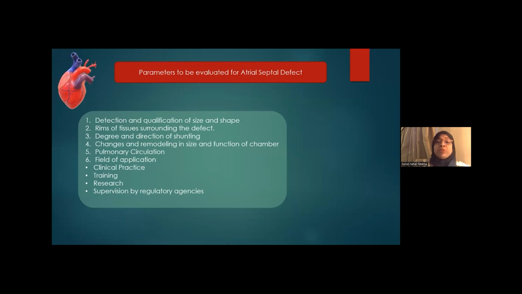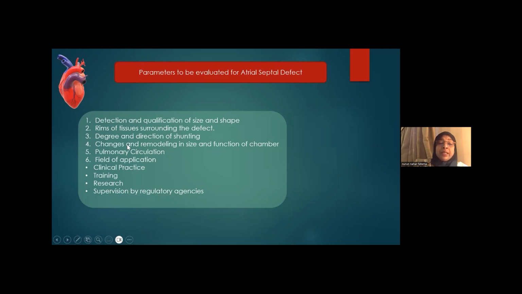Now, parameters to be evaluated for the atrial septal defects are: first one is the detection and quantification of the size and shape of the atrial septal defect, followed by assessment of the rim and the surrounding structures to ensure whether device closure is possible in this patient. Then degree and direction of the shunting, whether it is left to right shunt or right to left shunt, and change and remodeling in the size and function of the chamber.